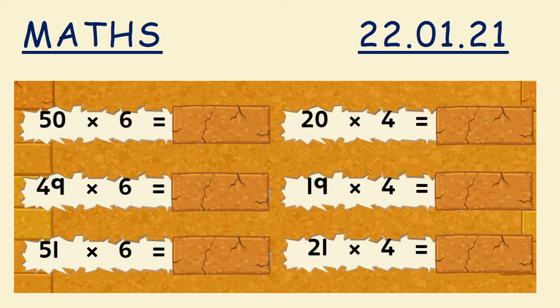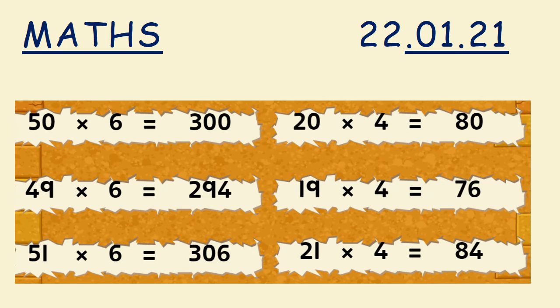Now try to multiply these numbers using only mental strategies. I solved these problems using my knowledge of times tables, partitioning, and multiplying by 10. 50 times 6 is 300. I know that 5 times 6 is 30, and then I need to multiply 30 by 10, because it's 5 tens in 50.